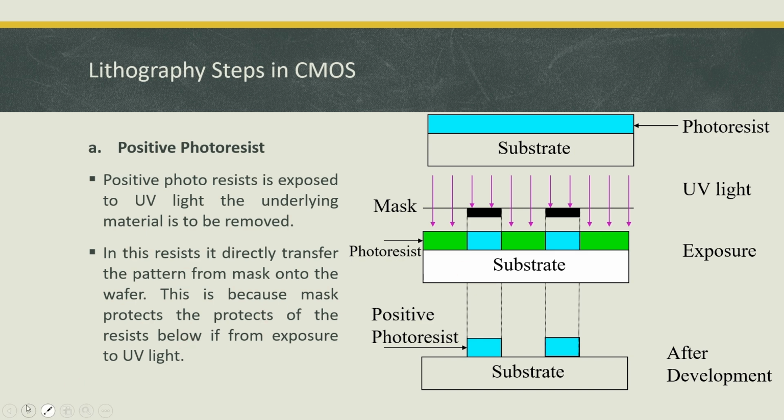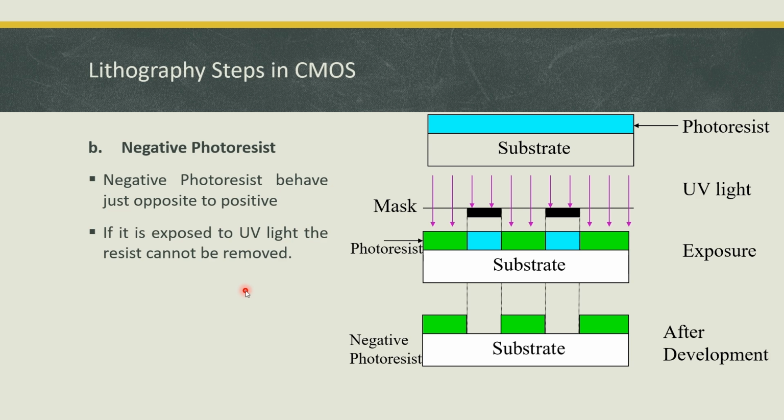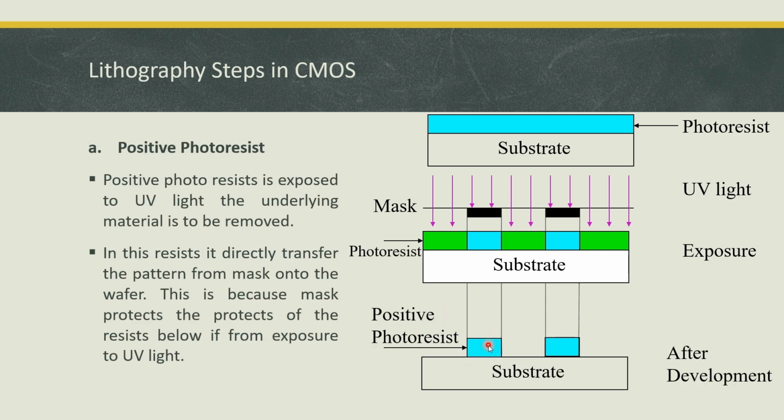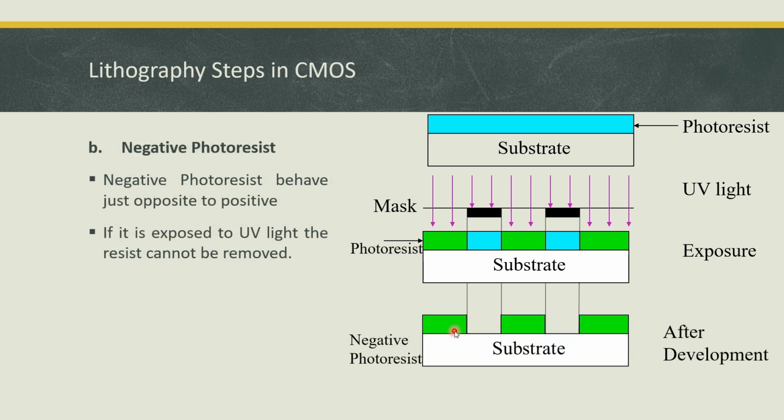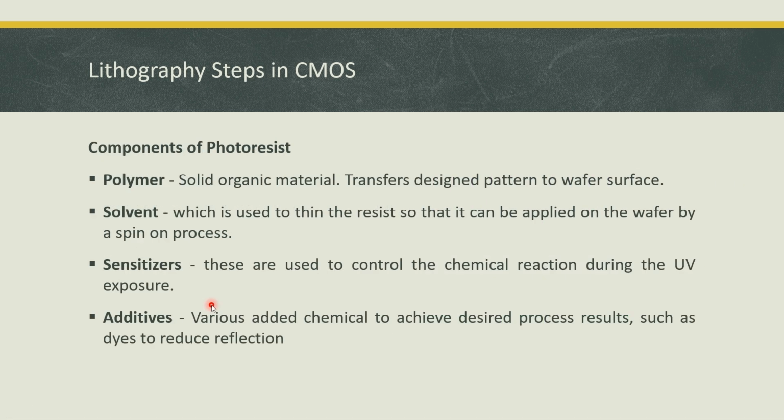Now let us discuss the negative photoresist. The negative photoresist behaves opposite to the positive. If it is exposed to the UV light, the resist cannot be removed. In this diagram, as you can see, in the positive photoresist the blue color remains as it is and the green color part is removed as it is exposed to the UV light. In the negative photoresist, the green color part remains as it is and the blue color part is removed.